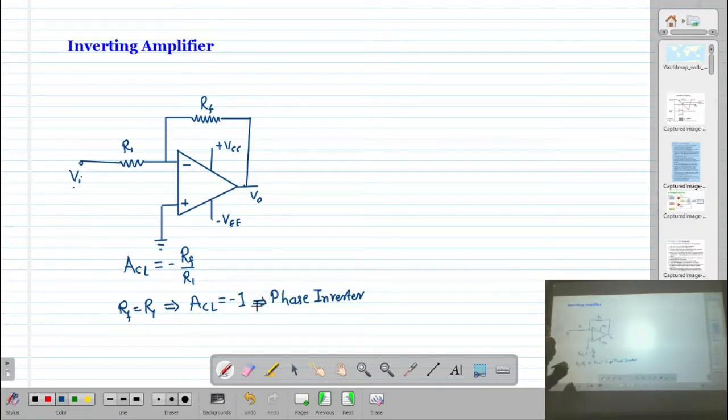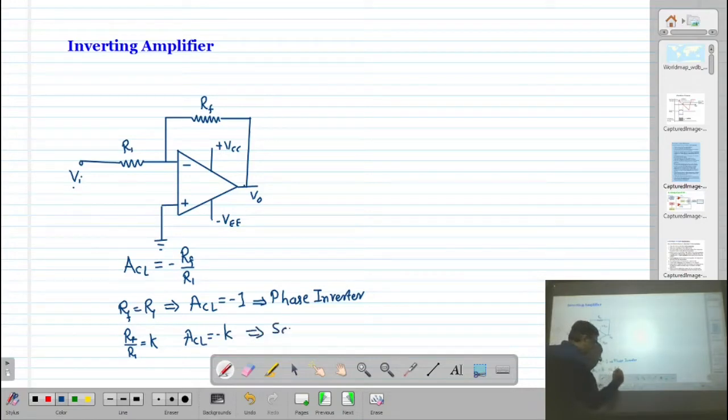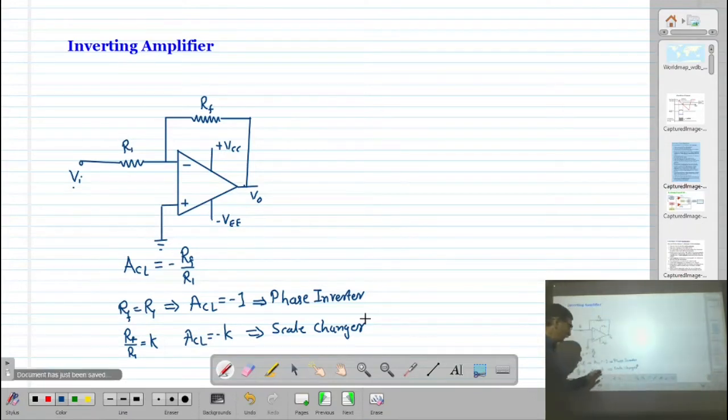Correct? Now the second thing: if we keep RF by R1 equal to K, that is a scale, then ACL is given as minus K, meaning you are increasing the signal by K times. Then this circuit is known as a scale changer. You are increasing the signal 2 times, 3 times, 5 times. Accordingly, you can select the value of K.